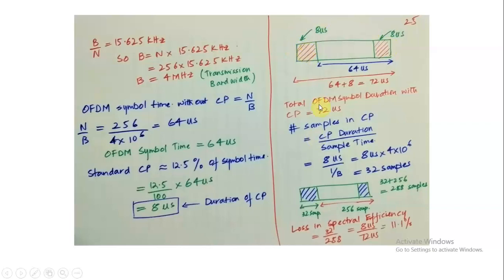Now we can calculate the number of samples in the CP. The CP duration divided by the sample time is equal to 8 microseconds divided by 1 over B, which is 8 microseconds times 4 times 10 to the power 6, equal to 32 samples. So we have 32 samples as a prefix and then we have 256 samples. So the total samples would be equal to 288. So 32 divided by 288, which equals 8 microseconds divided by 72 microseconds, is equal to 11.1%.